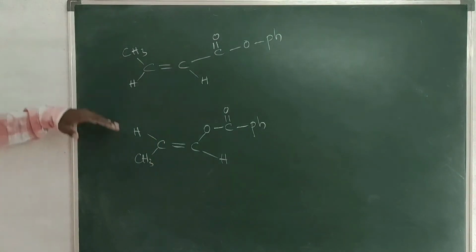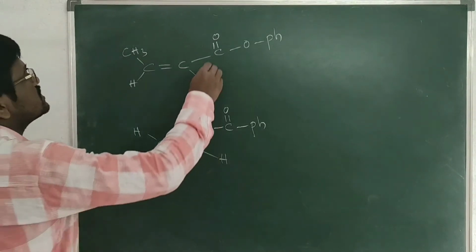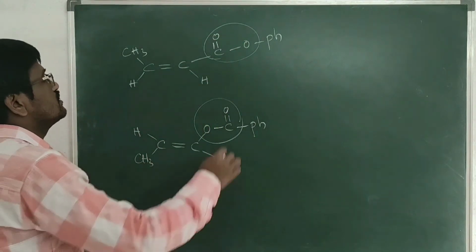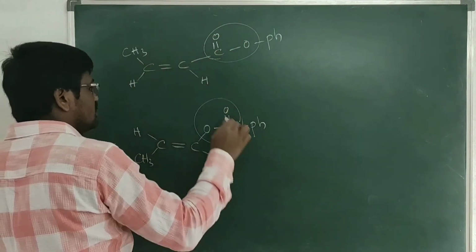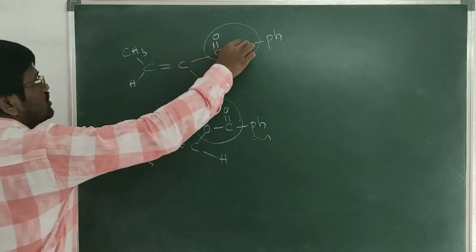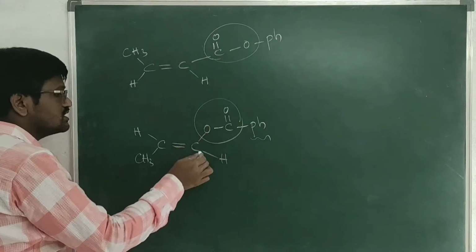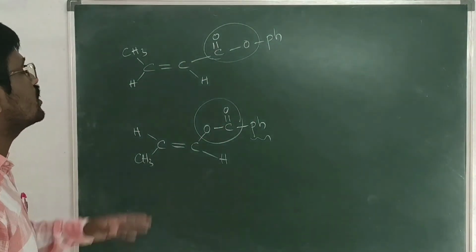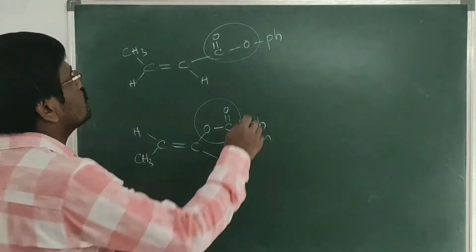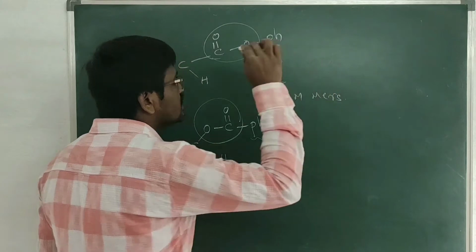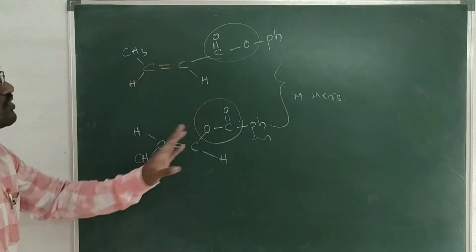So consider these molecules. This is the ester bivalent functional group. Here the carbonyl group is attached to the alkene. Here the carbonyl group is attached to the phenol. Here oxygen is attached to the phenol. Here oxygen is attached to the alkene. So the difference is in the alkyl groups on the right side and the left side. These are considered metamers, and they have the same molecular formula and the same functional group.